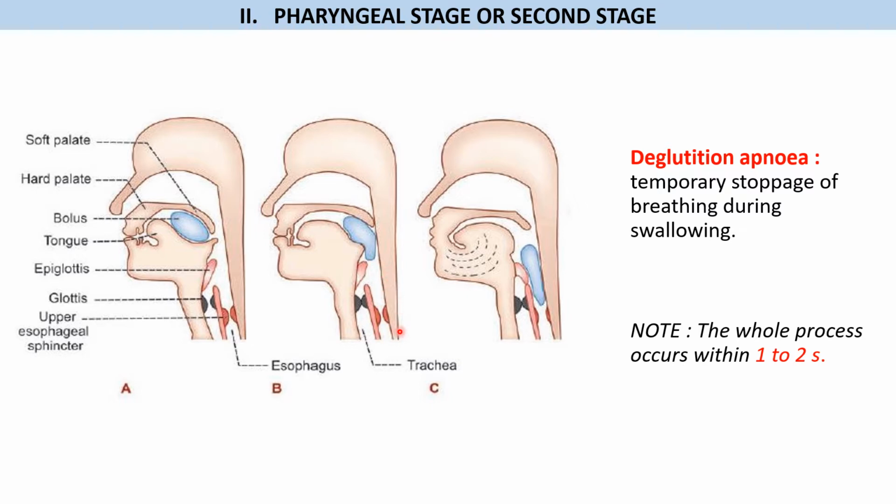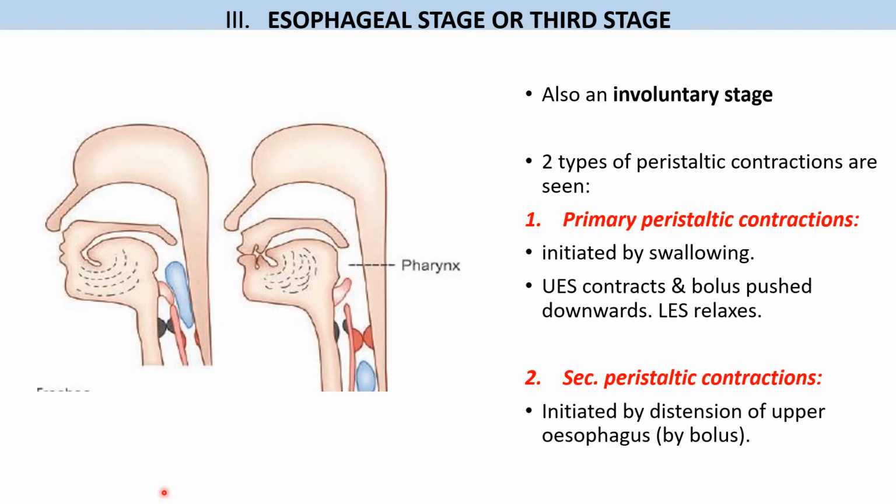And once the bolus enters the esophagus, the vocal cords again open and normal breathing resumes. The entire process of the pharyngeal phase is completed within a very small time period, that is, within 1 to 2 seconds, and the deglutition apnea thus goes unnoticed by the person. The third stage or phase of deglutition is the esophageal stage. It is also an involuntary stage.